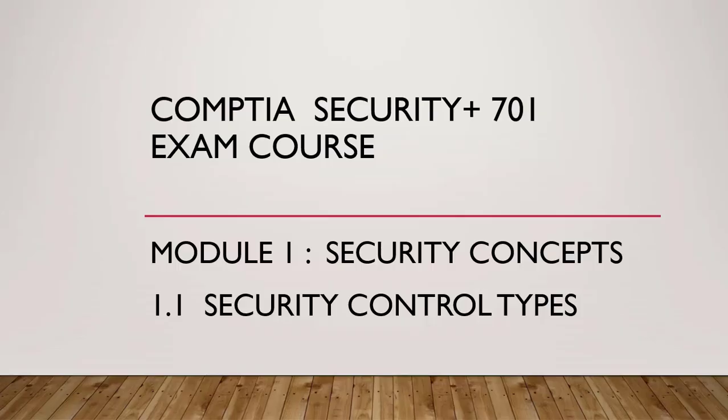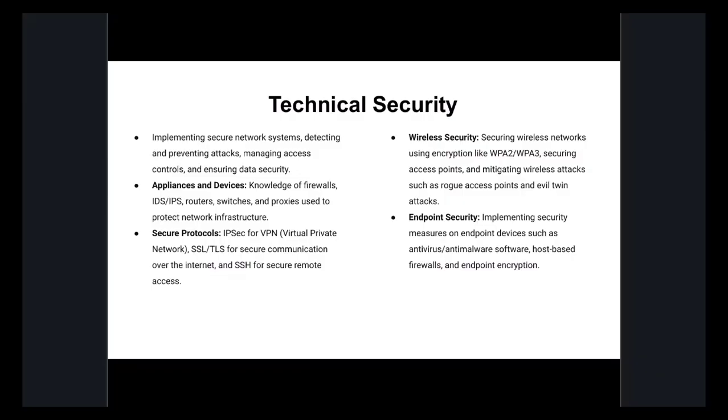In this episode, we're going to begin our learning path through the 701 exam objectives by beginning with Module 1, which covers security concepts. This episode will begin with a discussion of Section 1.1 in the objectives. Our topic is security control types. Let's begin. We're going to begin by talking about the four different security categories. They are technical, managerial, operational, and physical.